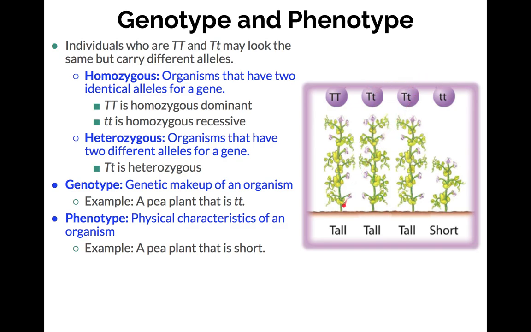Now their phenotypes, we have this is a tall plant based on their genotype big T, big T. This is a tall plant based on their genotype, which is heterozygous. However, it still has that dominant trait, so it's going to appear tall. Same thing with this one. And here we have a short plant. It is homozygous recessive, okay, and its phenotype is short.